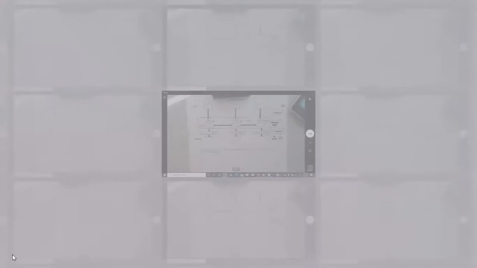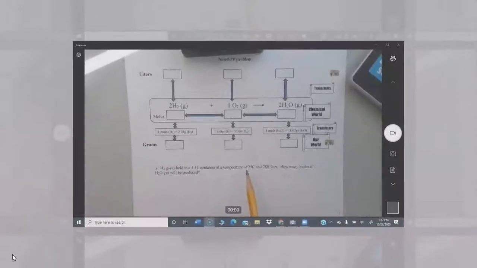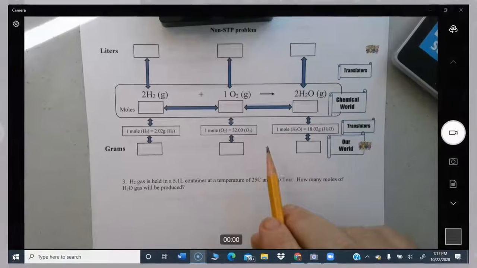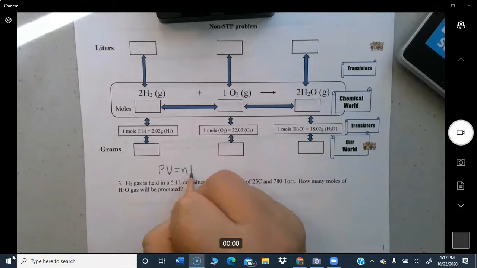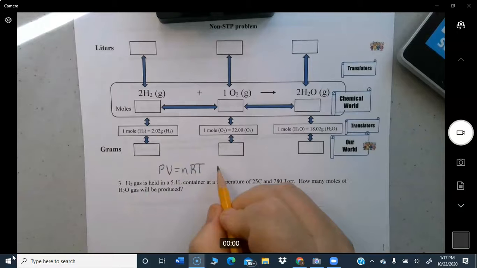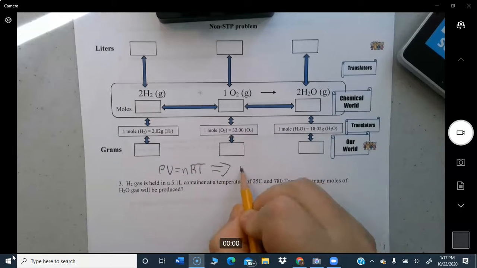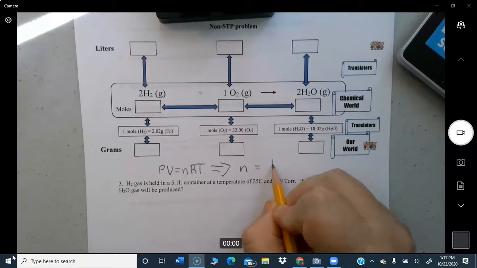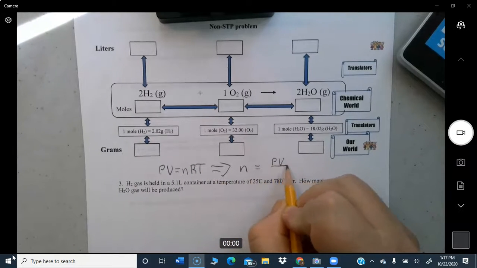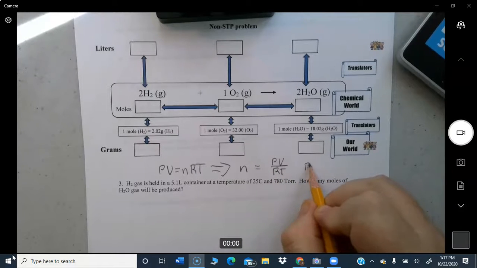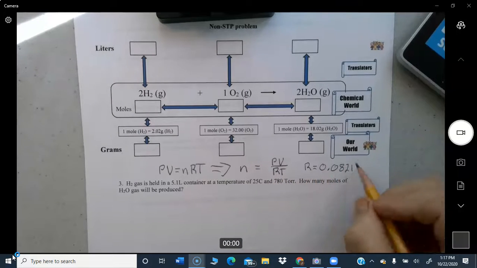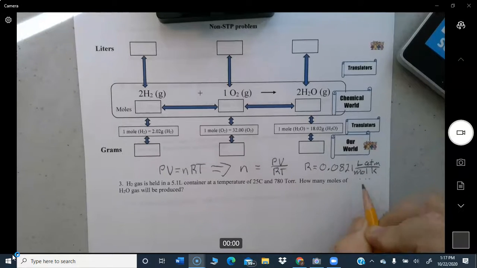Okay, so now we're going to do non-STP. That means we're going to have to use the ideal gas law, which is PV equals nRT. And we're going to need that to be solved for n. So that's going to be n equals PV over RT. And the R equals... Okay, so that's all the information you need to do this.